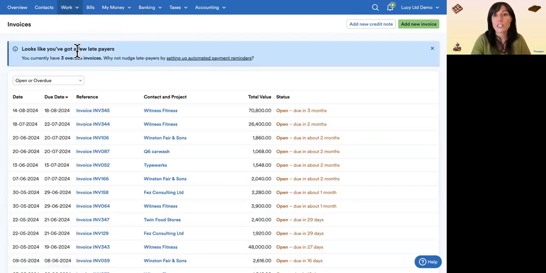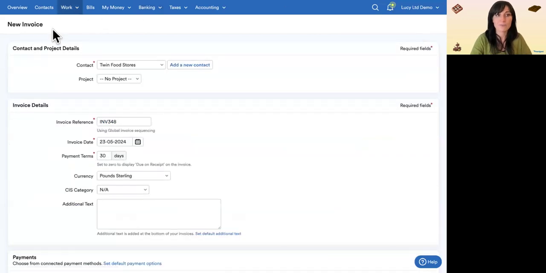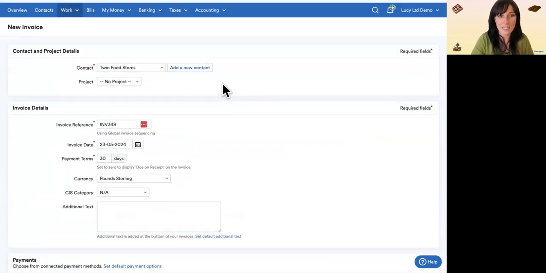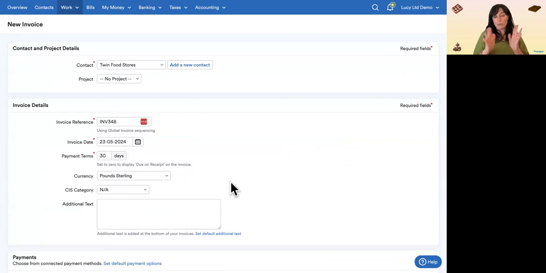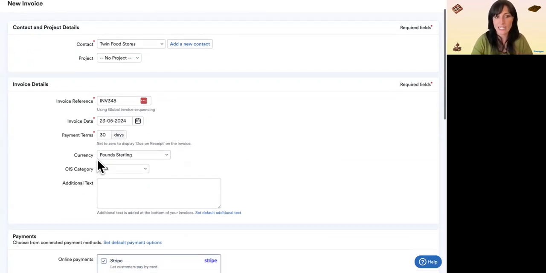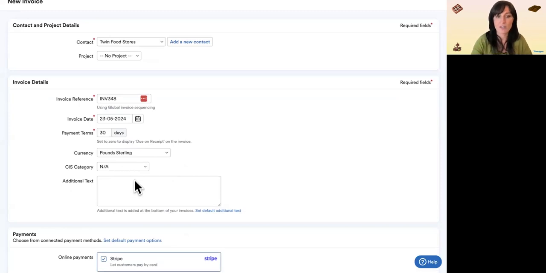Now, there's two really good things here that you can do when you create a new invoice in FreeAgent. I'm not going to go too much into the invoice here because there's actually another webinar coming up next month that's focused purely on getting paid quickly. So keep an eye out for that coming in June 2024. But what you can see here is that we have the contact, the invoice date, the payment terms, etc. So you'd fill that in.